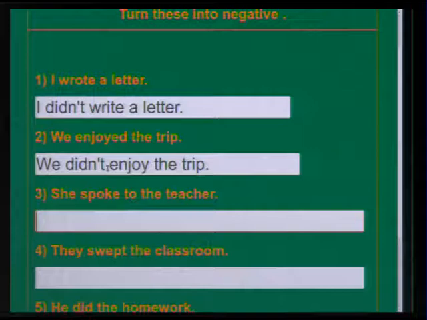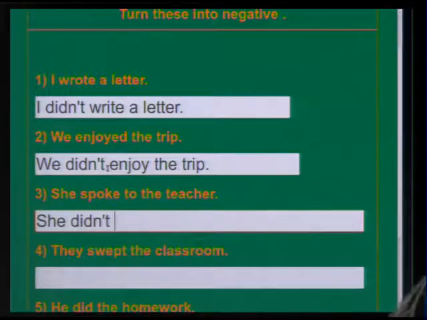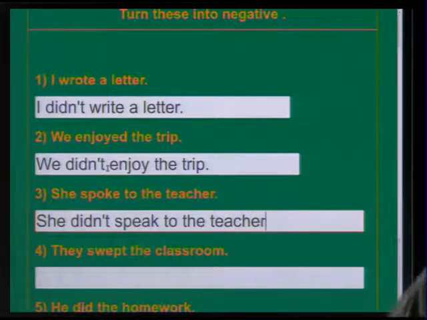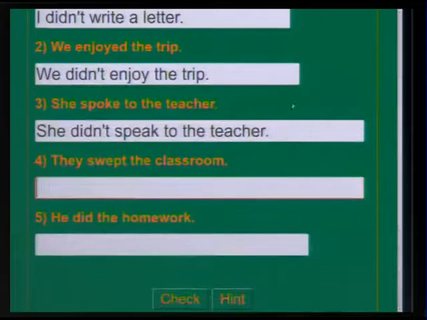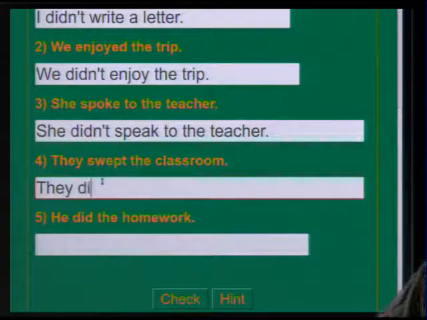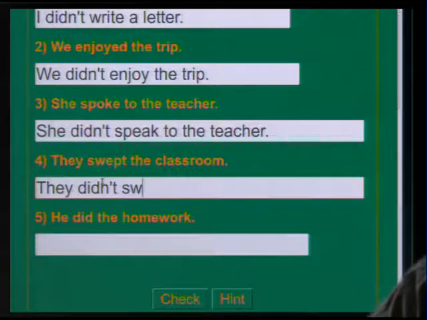She spoke to the teacher. Yes, it should be she didn't speak to the teacher. She didn't speak to the teacher. They swept the classroom. Yes, you can say they didn't sweep the classroom.